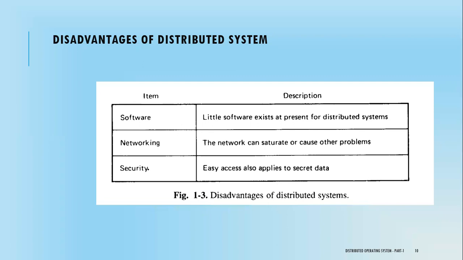For data that must be kept secret at all costs, it is often preferable to have a dedicated, isolated personal computer that has no network connection to any other machine and is kept in a locked room with a secure safe in which all the software is kept. The disadvantages of distributed systems are summarized here. The first one is software, the second one is networking, the third one is security.